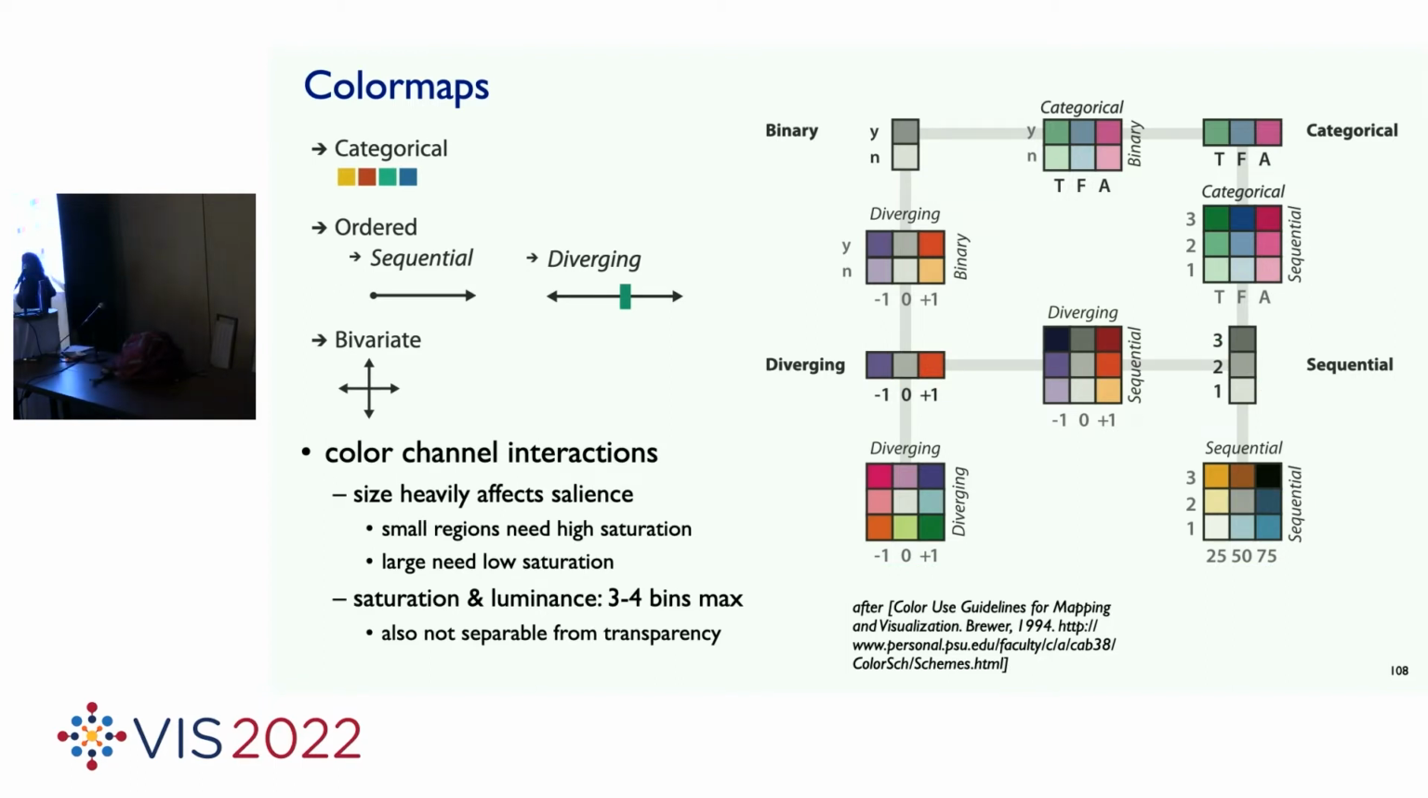So be aware, as I mentioned earlier, size really affects the visual salience of color. Small regions need high saturation to be noticeable. But conversely, if you have huge regions and a highly saturated color, it kind of fries your eyes. So think about low saturation for large regions, high saturation for small regions, and be aware that we can't really say that many different bins.